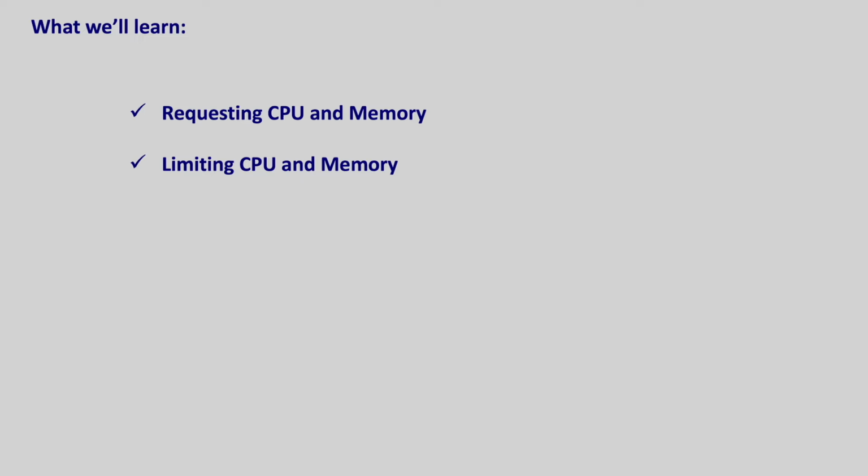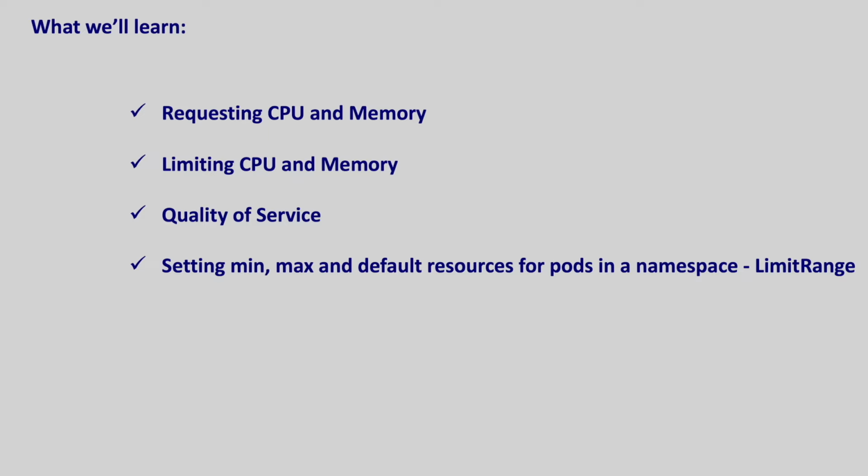In this chapter, we will learn how to make sure our application gets guaranteed resources using requests, and also how we can restrict memory for an application using limits. Also, we will try to understand what quality of service is, and set a minimum, maximum and default resources per pod in a namespace using LimitRange. And finally, we will learn how to limit the resources in a namespace using ResourceQuota. And needless to say, we will learn everything with complete hands-on. So without any further delay, let's get started.